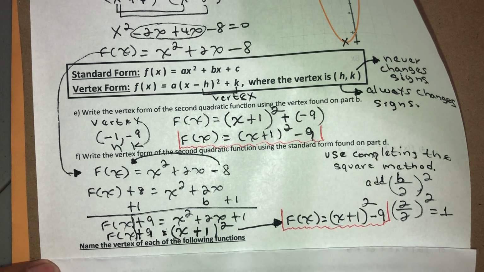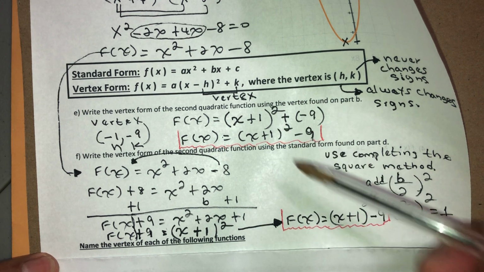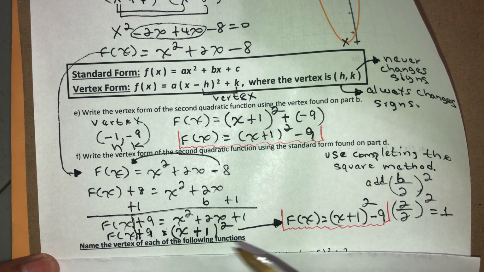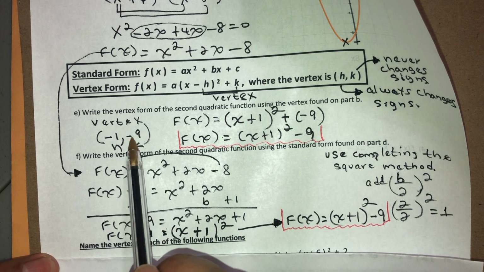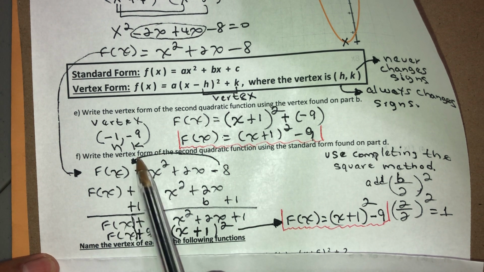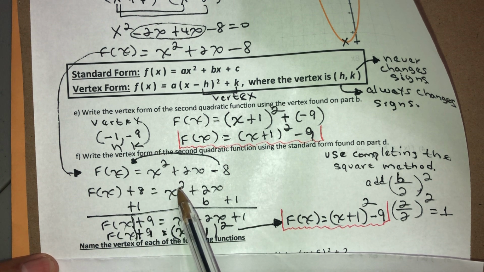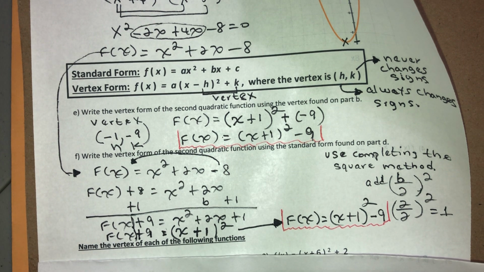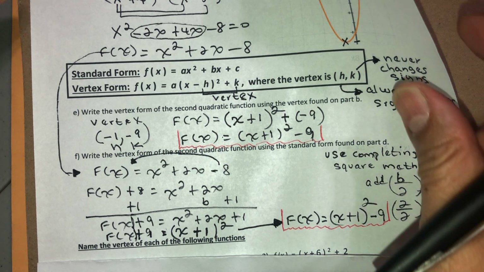All right? So these two are exactly the same, but I used different methods. From here, the only thing I use is the vertex, which is easier. And from here, because they gave me the standard form, I have to do completing the square. So this is what we're going to do today. All right? So let's continue and let's do a few problems.